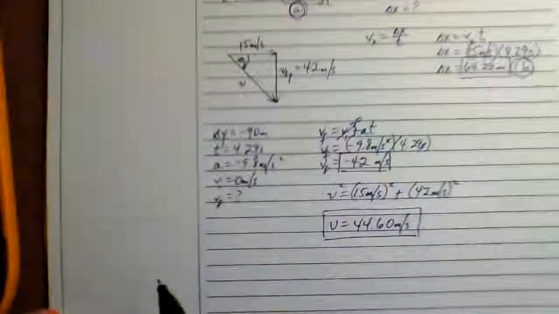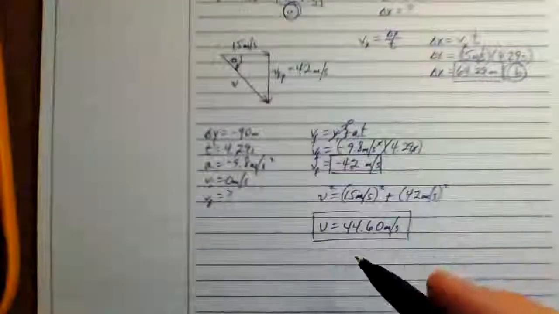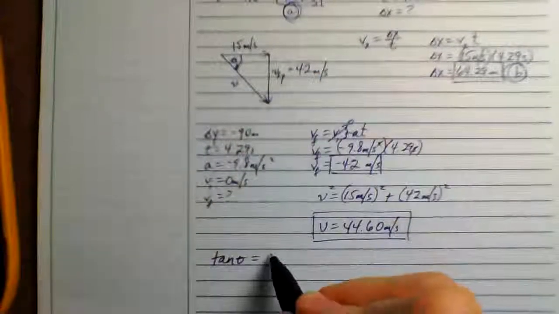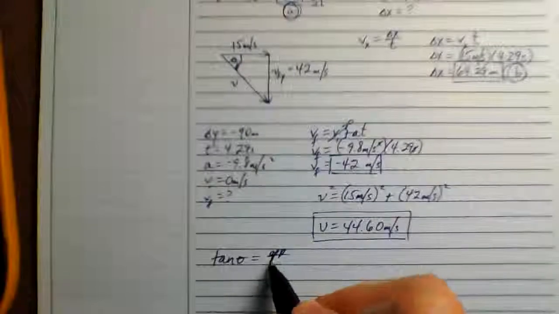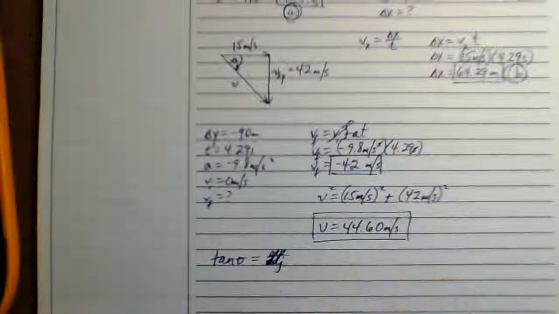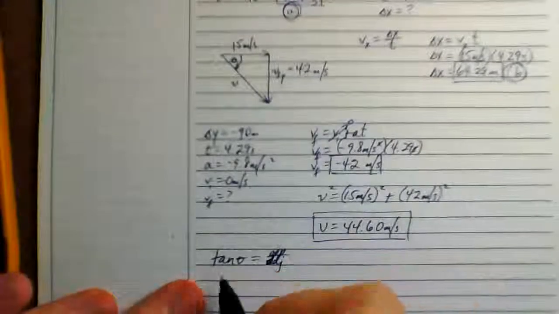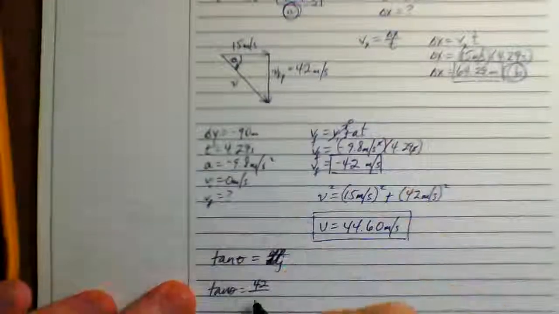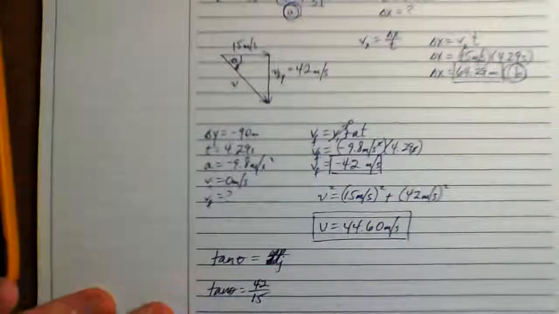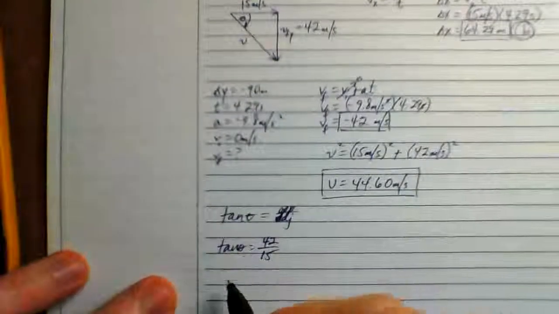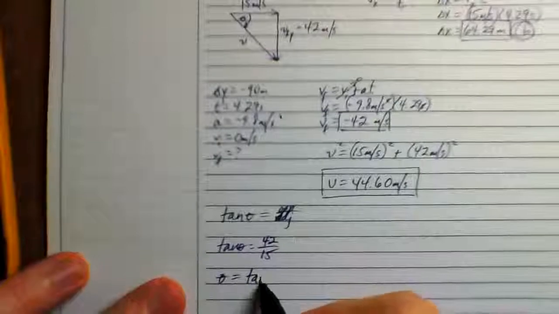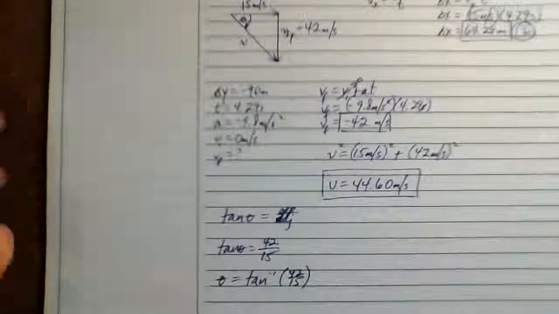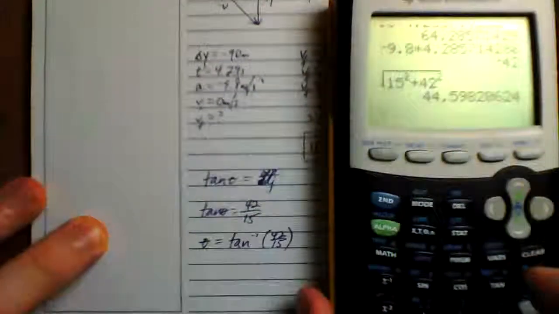To find this angle, we're going to have to use some trigonometry. I know that the tangent of that angle is equal to the opposite over adjacent. So tangent theta equals 42 over 15. In order to solve for theta, I have to use the inverse of the function. So theta equals tan negative 1 of 42 over 15. That's as far as you need to take it as far as writing stuff down goes.